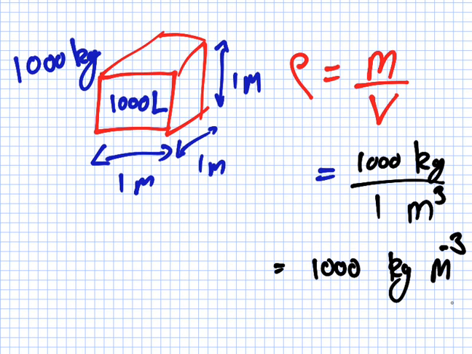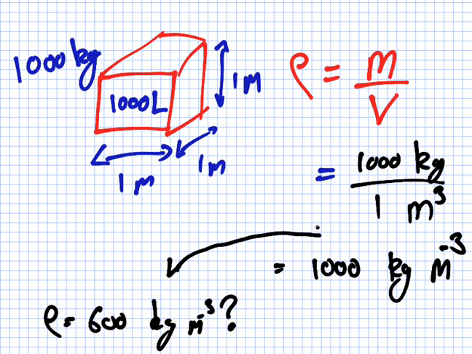So when we talk about density, we often use water as our example for what we compare things to. For example, if I was doing a problem and I got an answer of density equals 600 kilograms per meter cubed, you might think, well, what does that mean? I would often say, well, it's about half the density of water. So I often find using water a good example to compare densities to.